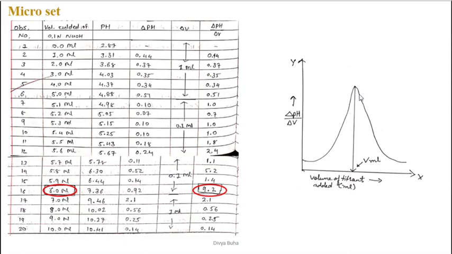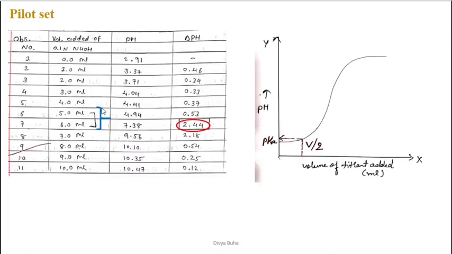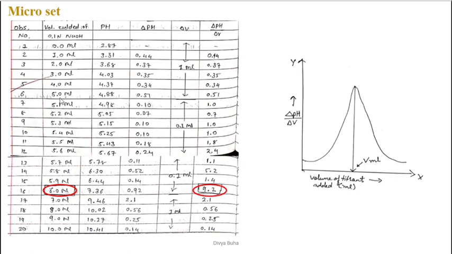So in this you will be getting a peak. Okay, the maximum reading you will be getting over here, right? You can clearly observe this delta pH upon delta V. If you observe all of these values, then the maximum is 9.2. Basically, we know that from the pilot set we got to know that the equivalence point would be between 5 to 6. So you have to check the values between 5 to 6. Where have you got the maximum change in the pH? So maximum change in the pH is at 6 ml.